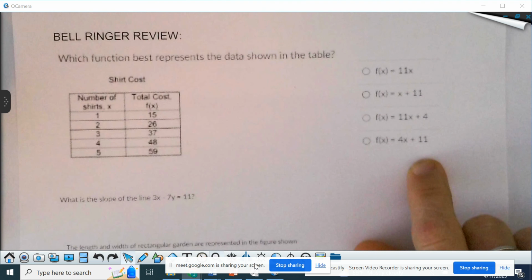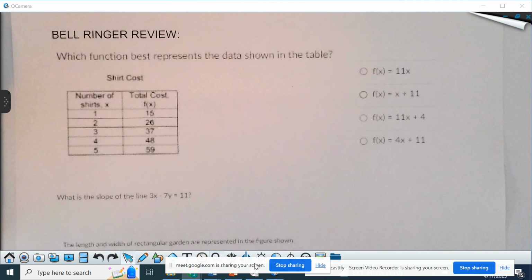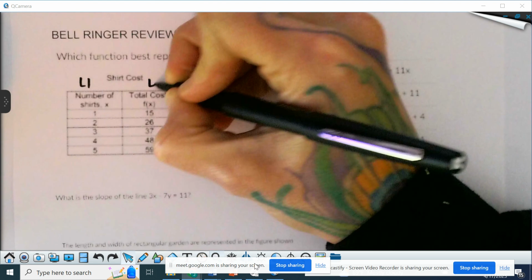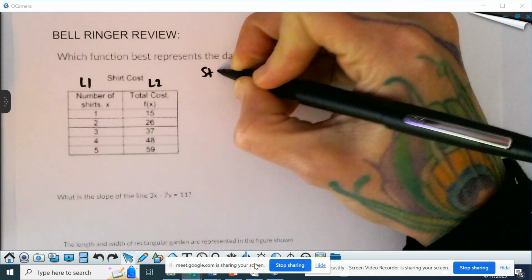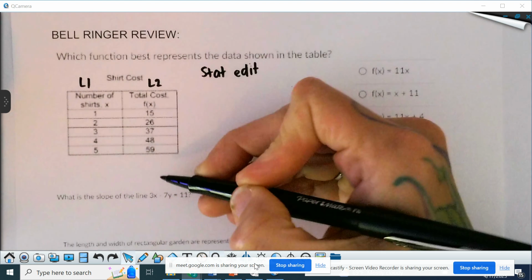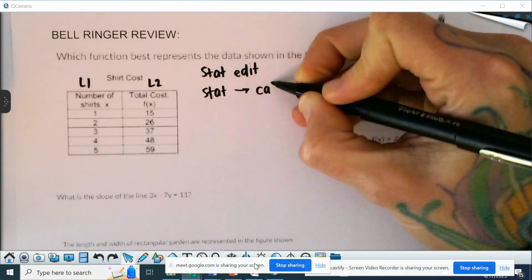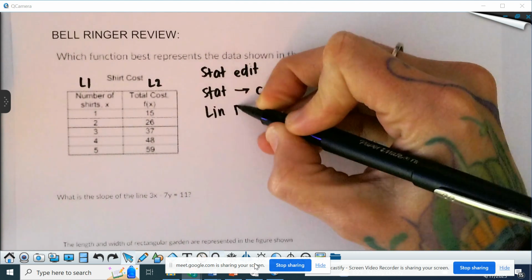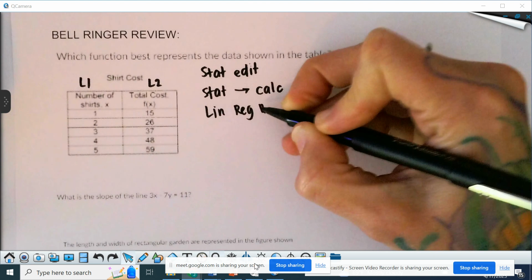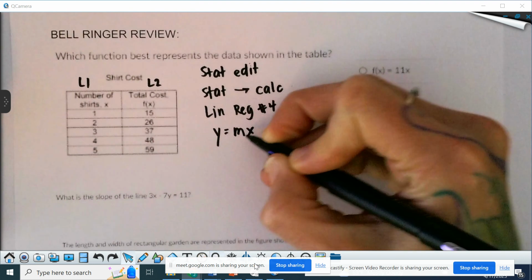Which function represents the data in the table? It did not say calculator inactive, so my first call out would be calculator. This would be your L1, L2. So you would hit stat, edit, and then insert your data in L1, L2, and then hit stat. You would arrow over to calc, and then you could do LinReg, which is, I believe, number 4, if I'm not mistaken. And from there, they give you the y equals mx plus b, and I believe they give you an a instead of an m.